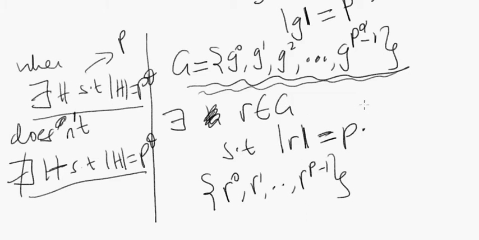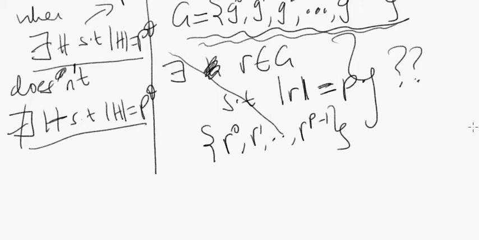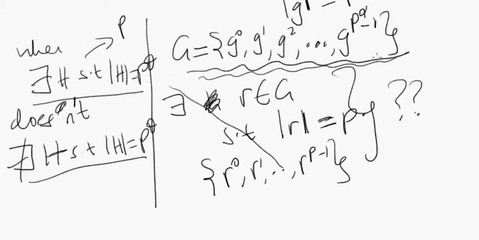So does such an R actually exist? So far we don't know. So, okay, at least let's put a question mark on this and ask the question: by examining this group G, can we find an element whose order is actually P? Can you think of such an element in this group whose order will actually be P?